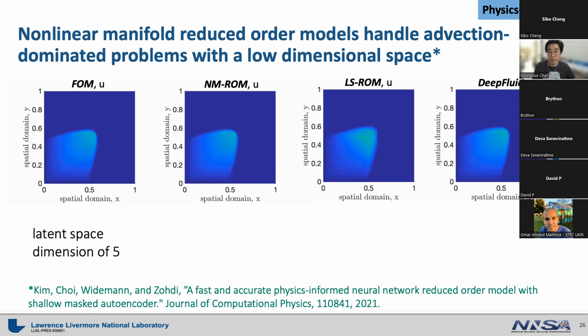For example, here we compare the performance of different types of surrogate models that I have introduced in this presentation. The full order model is FOM, and then NM-ROM is a nonlinear manifold reduced order model. LS-ROM is the linear subspace reduced order model, and DeepFluids is a type of black box approach. As you can see from the movies, NM-ROM and the full order model are almost identical in eyeball norm, although NM-ROM used a latent space dimension of only 5.